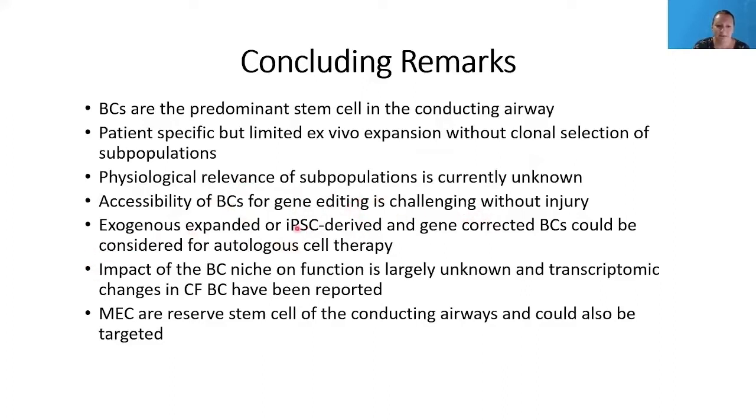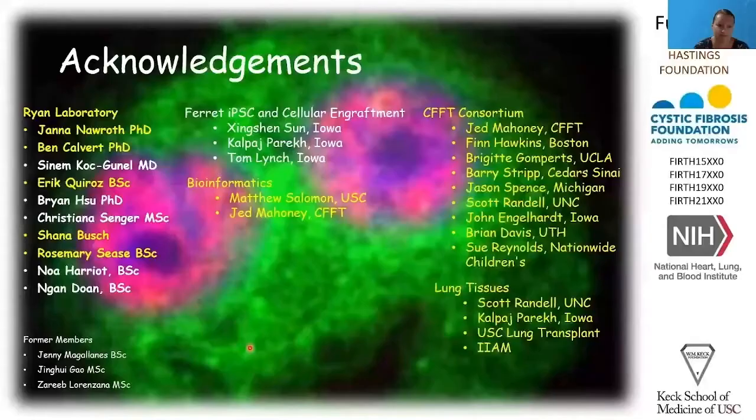Exogenous expanded or iPSC-derived and gene-corrected basal cells could be used for autologous cell therapy. However, we're still not sure about what the impact of the niche on function is going to be in CF and whether changes in CF basal cells are going to have a significant impact on this.